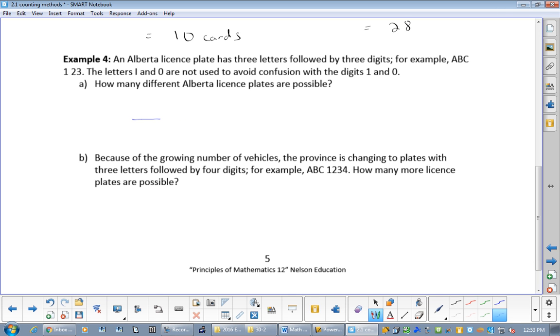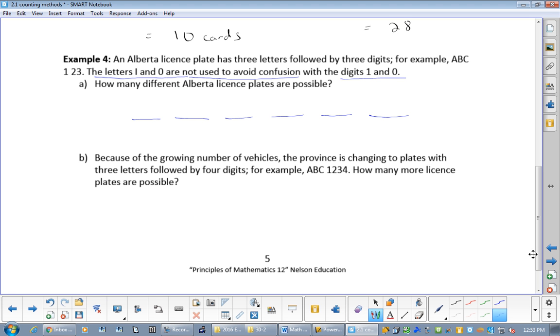So I have three letters followed by three digits. So always draw your blanks first. Okay, do that. Now, how many? Okay, so for example, the letters I and O are not used to avoid confusion with the digits 1 and 0.